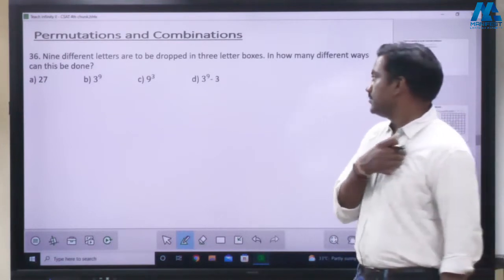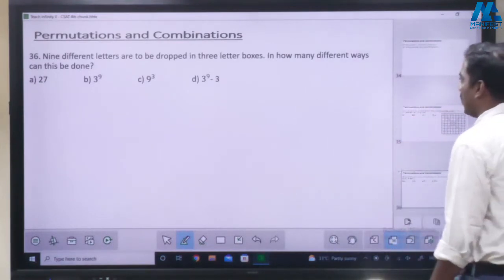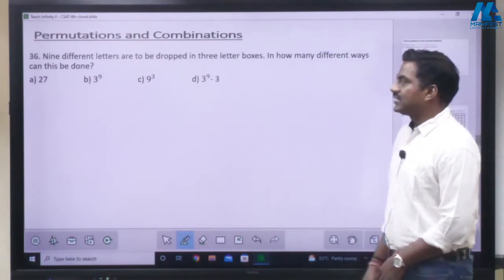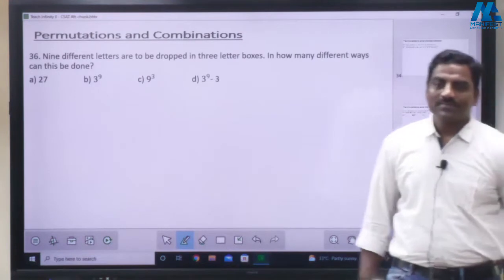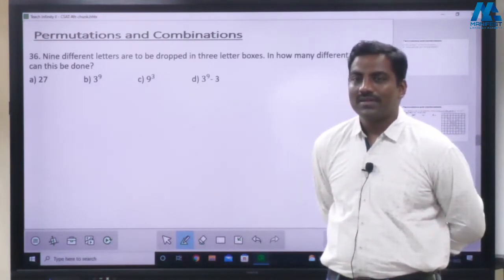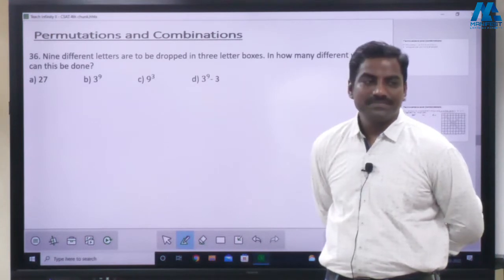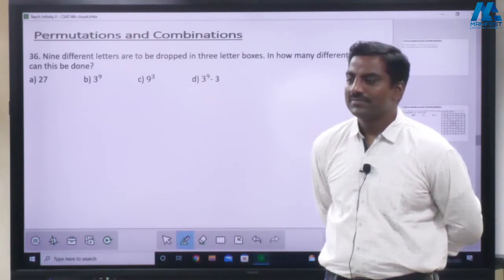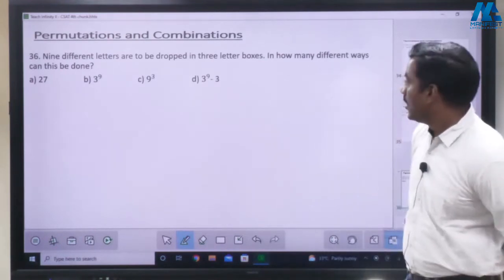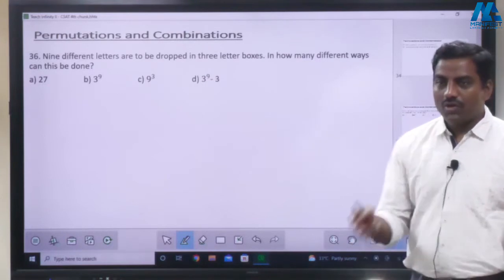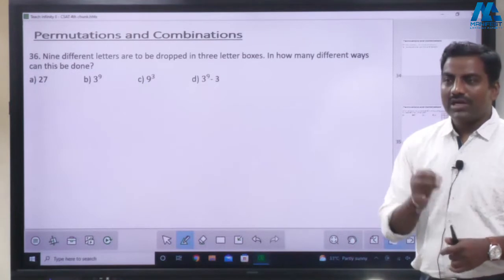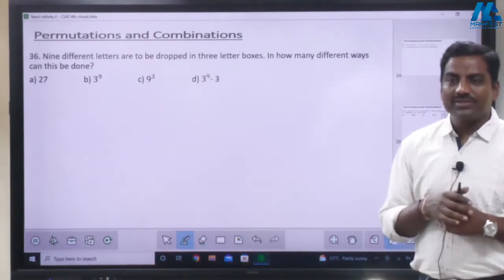9 different letters are to be posted or to be dropped in 3 letter boxes. In how many different ways can this be done? How many ways? Nine letters are there. You have gone to a post box. There are 3 post boxes. You are given a job to drop. In how many different ways you can drop?